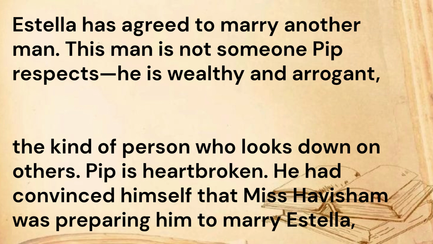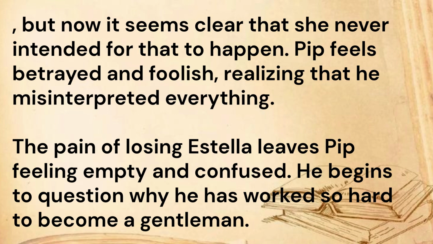Pip is heartbroken. He had convinced himself that Miss Havisham was preparing him to marry Estella. But now it seems clear that she never intended for that to happen. Pip feels betrayed and foolish, realizing that he misinterpreted everything.